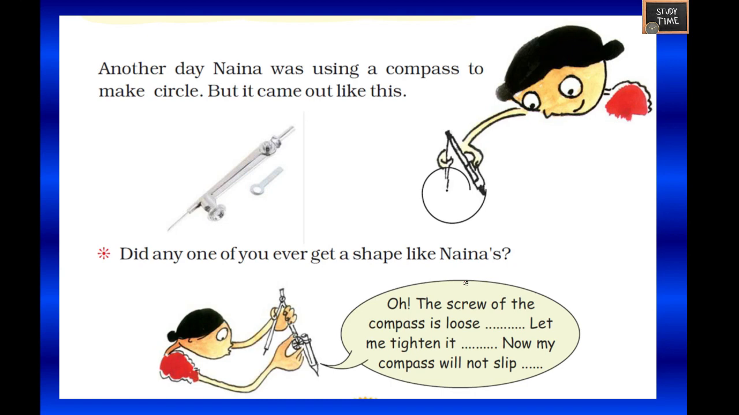Another day, Naina was using a compass to make a circle, but it came out like this. So she was drawing a circle. Here she had only one point C, but she was not getting the circle properly. So for that, what you have to do? You have to tighten the screw here. It might be loosened. So here you can see the picture. You have to tighten this part. You will be getting this along with a compass. You can use this and tighten the screw. So this you can use with the normal fingers, and this part, if you want, you can use this to tighten it.